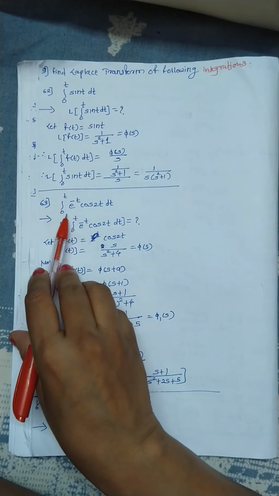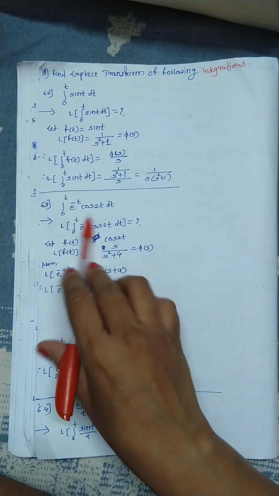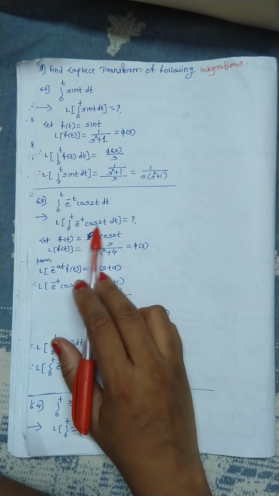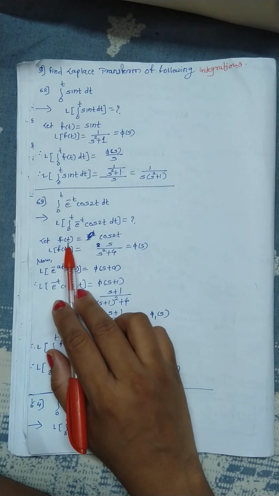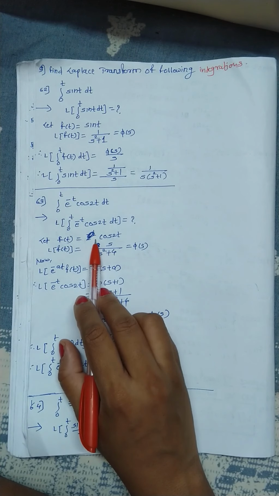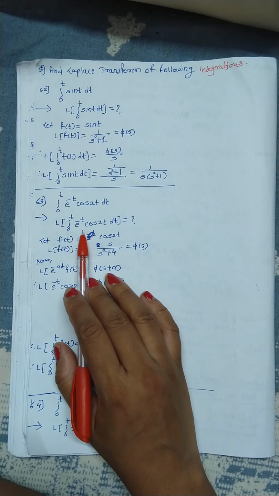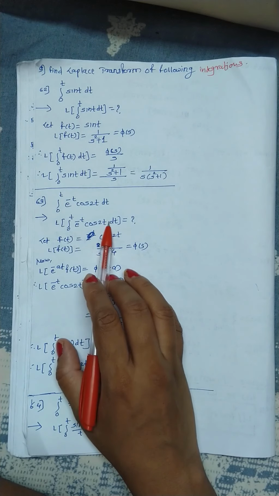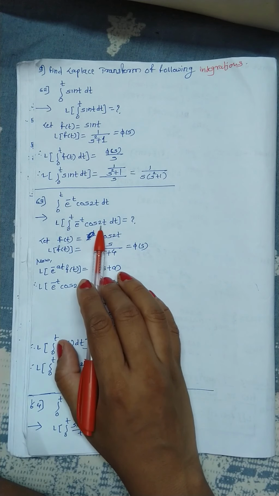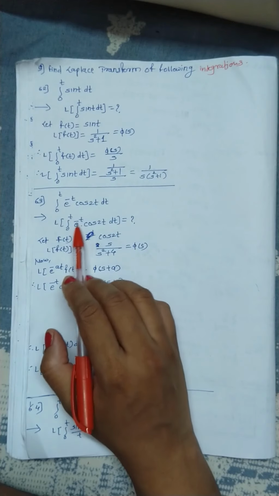Now second one, integral 0 to t e raised to minus t cos 2t dt. Here, what is the function? We have to find out Laplace of this. Let f of t be the integrand of this integration. First we have to think what exactly the function is. It is e raised to minus t cos 2t. That means we have to use the exponential property here because an exponential term is there.